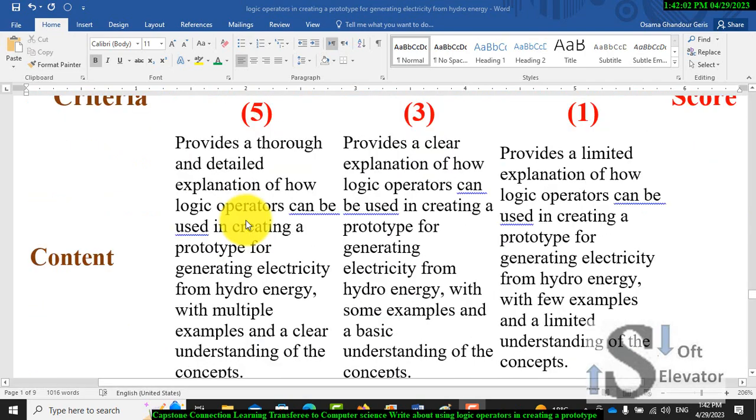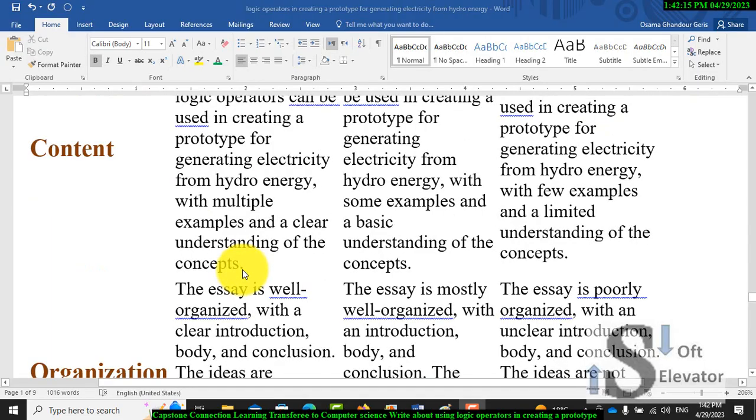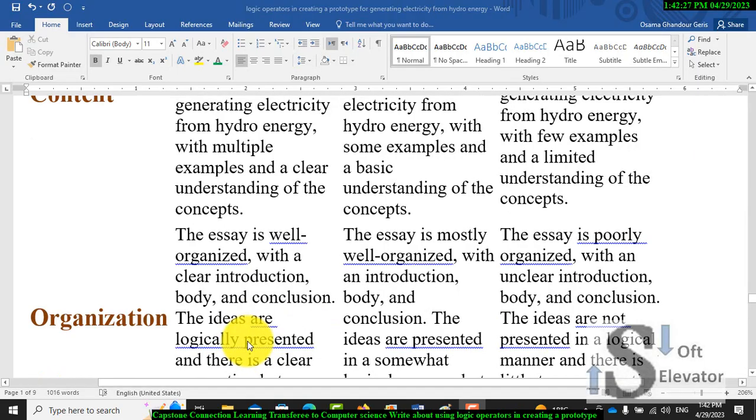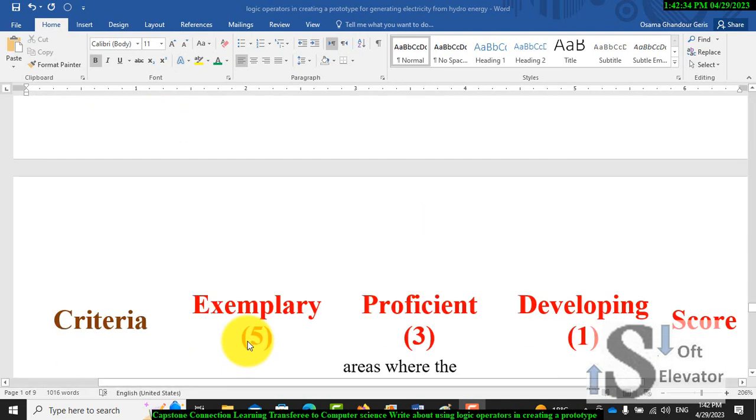In the content, in the blue level: provides a thorough and detailed explanation of how logic operators can be used, like using AND, OR, NOT for generating electricity from hydro energy, with multiple examples and a clear understanding of the concepts. Examples like using a flow rate of the water and the rate of rotating of the turbine. Organization of the answer: the ideas are logically presented and there is a clear connection between each paragraph.